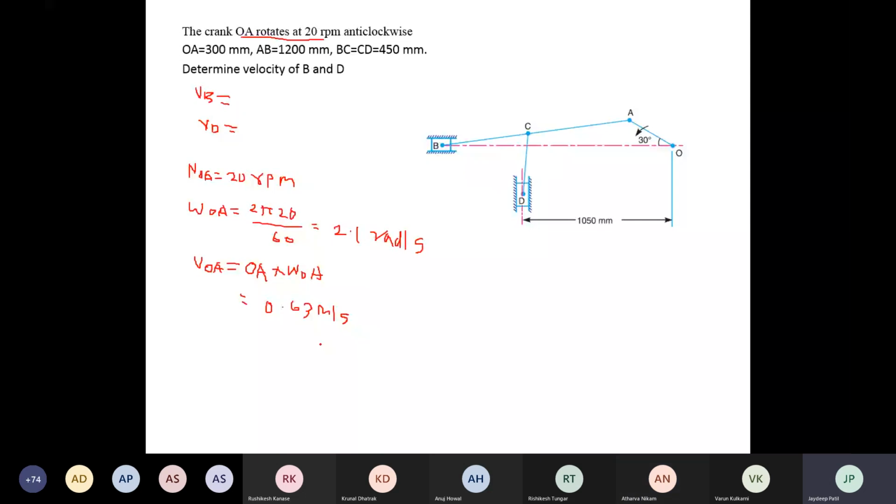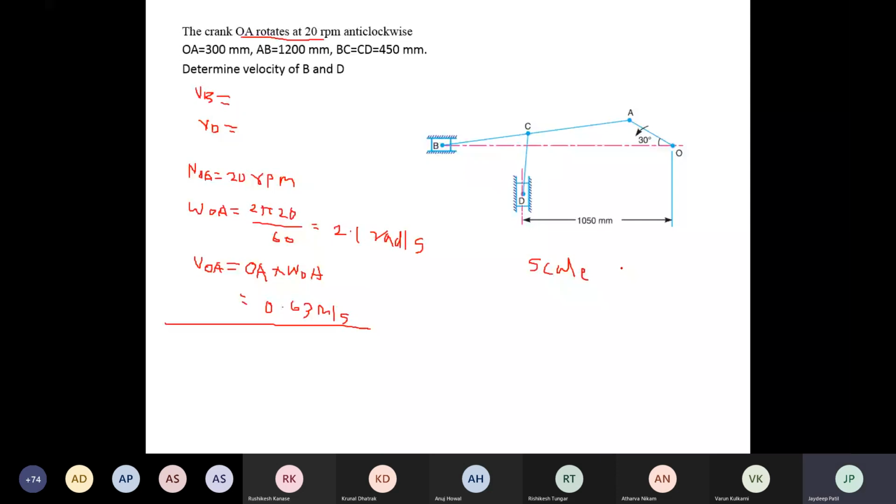Once you get the velocity of the input link, you have to take down the scale for the vector diagram. You have to take down the scale here. Whatever value you get, 0.628, write it. Don't talk in between. Okay, write whatever you get.